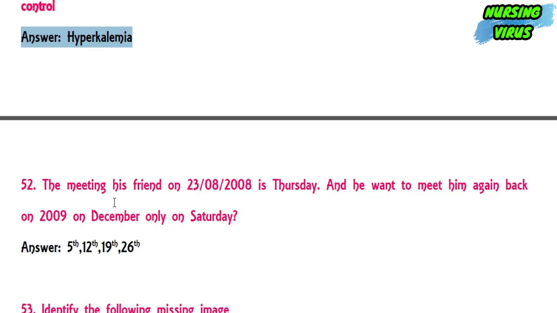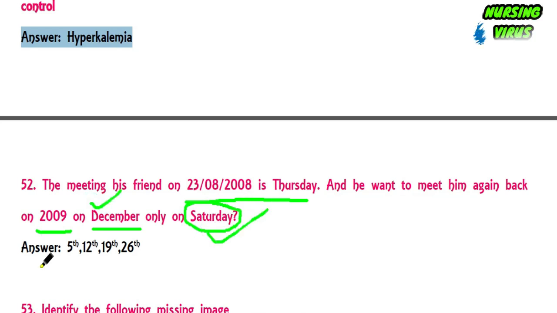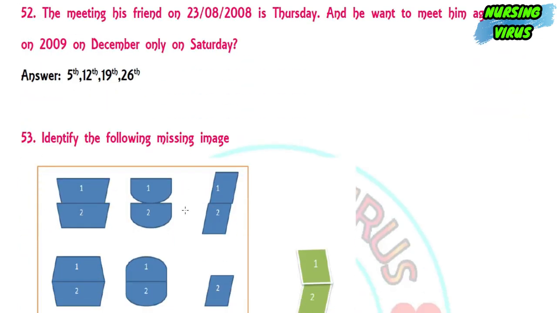So the next one, again the aptitude side. One person is meeting his friend on Thursday, 23rd August 2008, and he wants to meet his friend again back in December 2009, and that will be only on a Saturday. So what are the probable dates on Saturday during the December month? The correct answer is 5th, 12th, 19th and 26th of December. So there will be 4 Saturdays in that particular month.